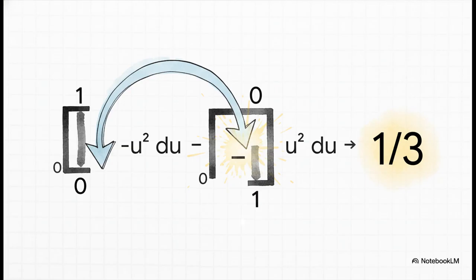But we can use this really neat property of integrals. If you flip the bounds of integration, you just flip the sign. So the integral from 1 to 0 of negative u squared is the exact same thing as the integral from 0 to 1 of positive u squared. And solving that gives us a super simple answer, 1/3.